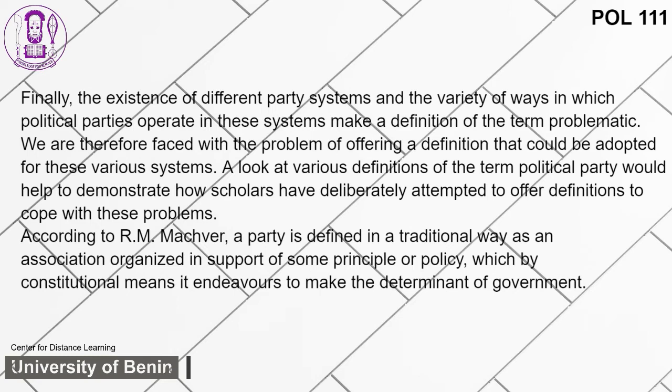A look at various definitions of the term political party would help to demonstrate how scholars have deliberately attempted to offer definitions to cope with these problems. According to R.M. Ishvar, a party is defined in a traditional way as an association organized in support of some principle or policy, which by constitutional means it endeavors to make the determinant of government.